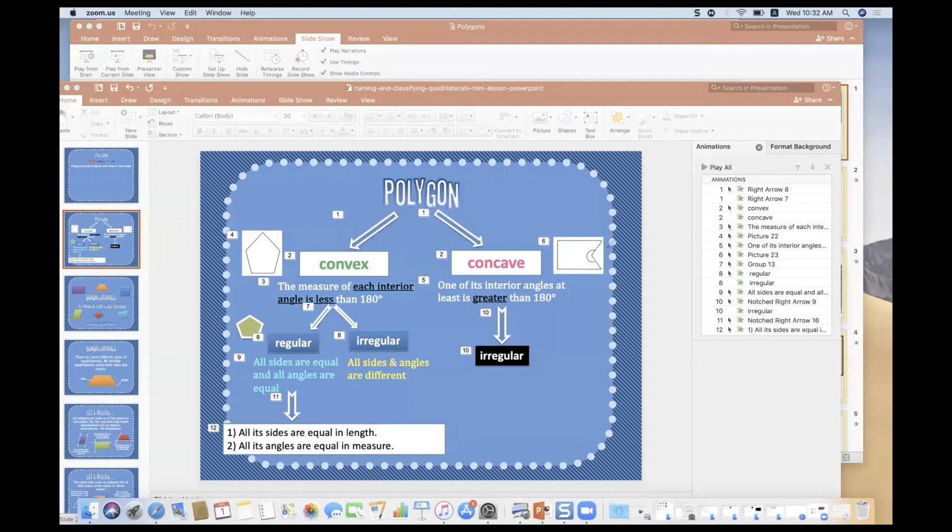Like a cave. Yes, right. For example, if I have a person here, concave means this person will go or enter the cave here. So the cave here is a reflex angle. The interior angle of this part should be more than 180. At this time, it will be concave.